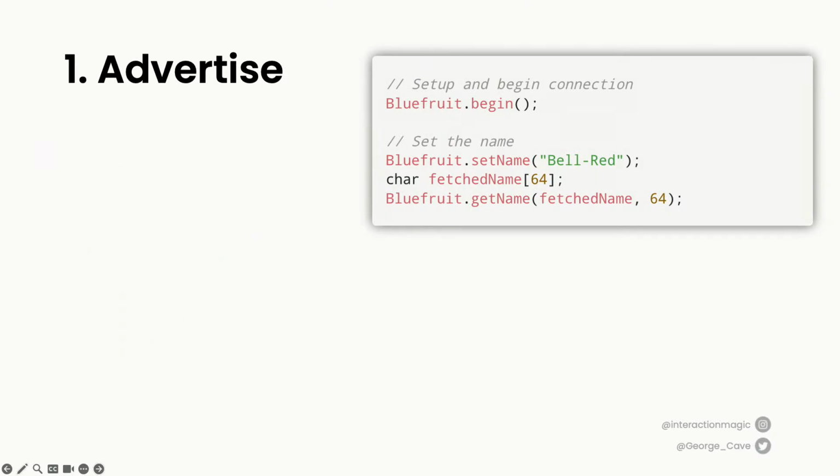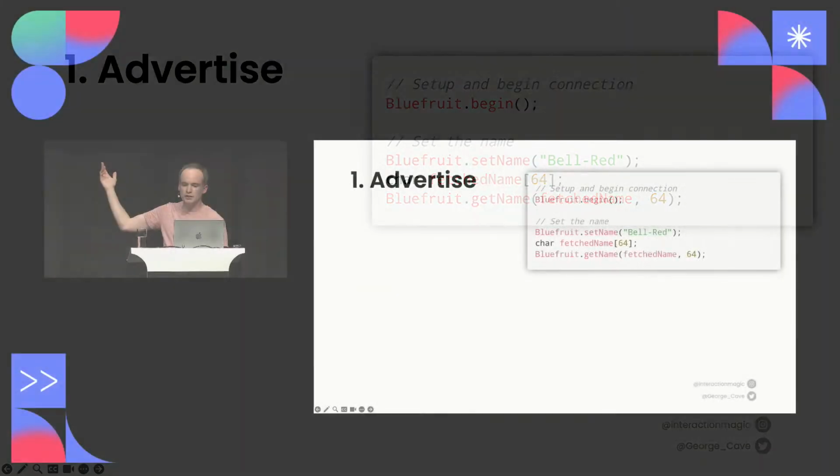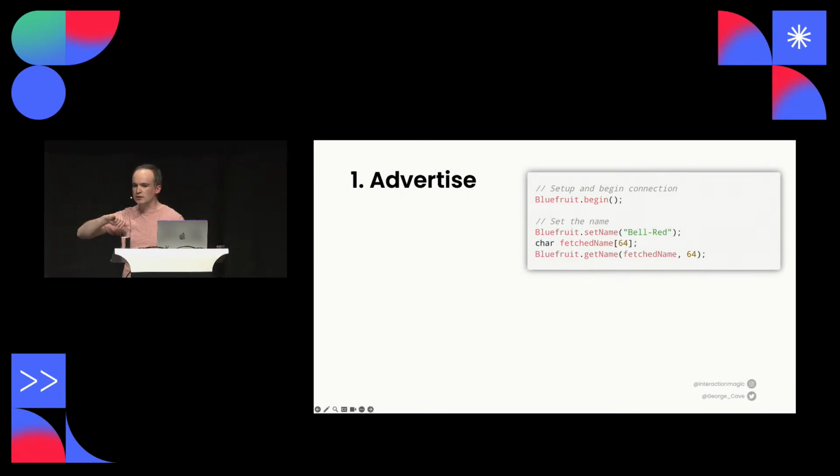Firstly, we need to advertise on the Arduino, so we give it a name. Unlike with the USB devices where we're stuck with the vendor's name, here we can choose anything we like. And you'll have seen that when you connected to these bells. And one pro tip: in my experience, for whatever reason, you have to call getName immediately after you've set it to force that change to be written.